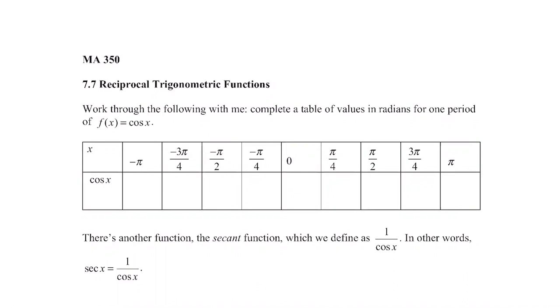7.7, reciprocal trigonometric functions. Work through the following with me. Complete a table of values in radians for one period of f of x equals cosine of x. And for your greatest benefit, you should pause the video and do this yourself, and then check your work against what I'm going to enter.